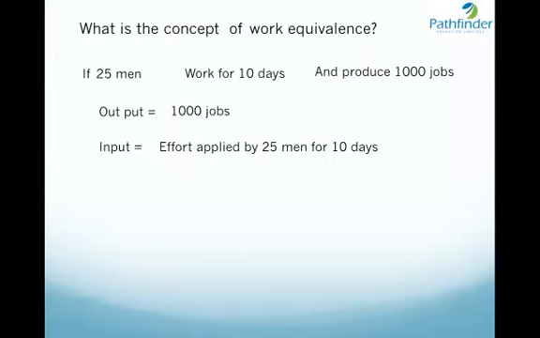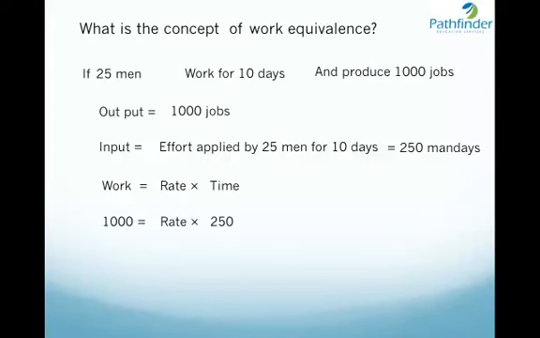Input is the effort applied by 25 men for 10 days, that is 250 man days. And we also know that work is equal to rate into time. Now, what is the work done? The output, that is 1000 jobs. Rate is not known to us. And time is 250 man days. So we have rate is equal to 1000 upon 250, that is 4 jobs per man day. This equivalence of output and input is known as work equivalence.